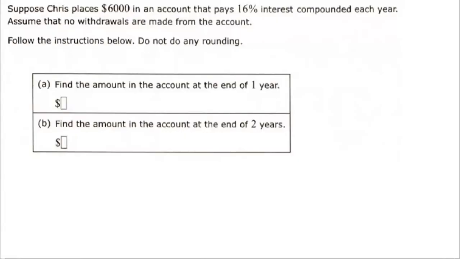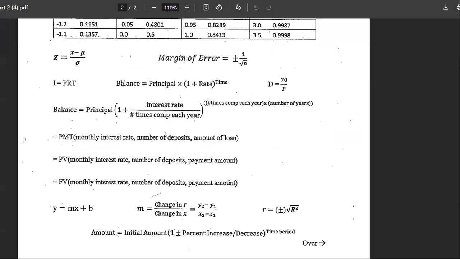Okay, so the next set of problems we're going to talk about deal with compound interest. And there are two types of formulas we need to know for this. The first formula is the balance is equal to principal times 1 plus the rate raised to time. And that actually corresponds to the bottom formula here. It's the same thing. The only difference is now you have a plus or minus for the percent increase or decrease, and this one is just plus the rate.